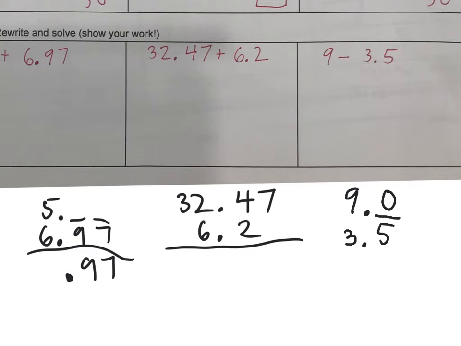Or you can just think about 3.5 plus what would give you 9. Or just do the subtraction like that, and you can figure it out that way.